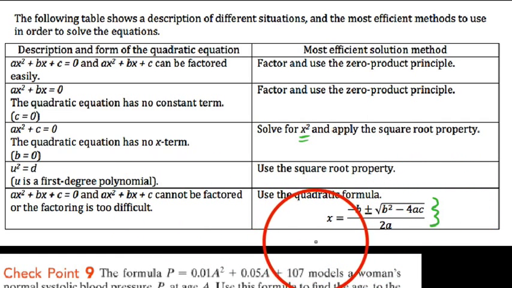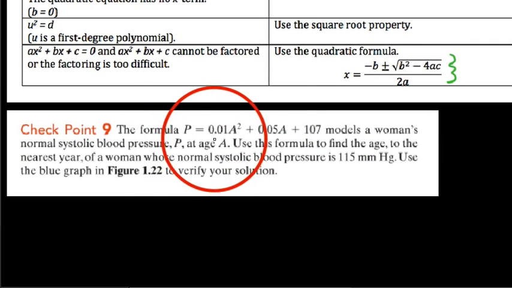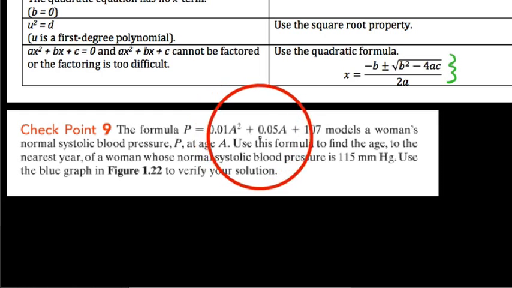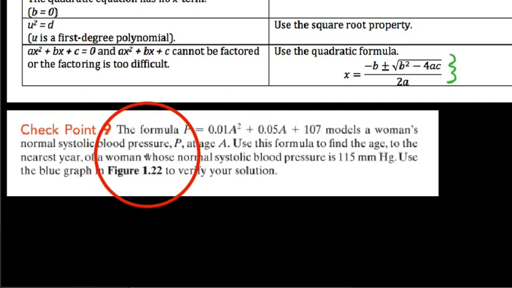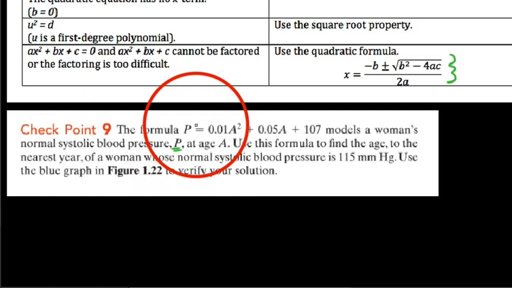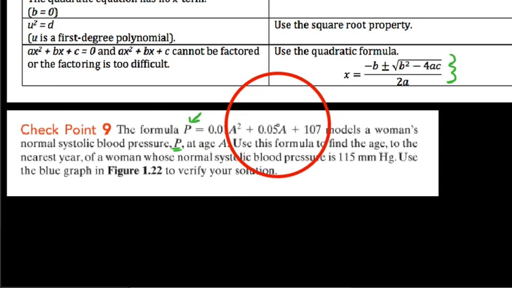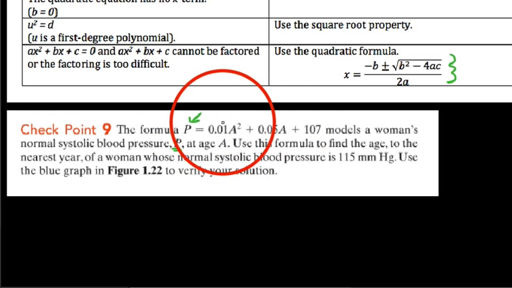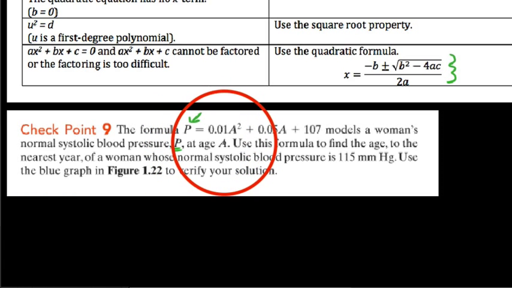So let's take a look at these last couple of examples. This first one says the formula P equals 1/100th of A squared plus 5/100ths of A plus 107 models a woman's normal systolic blood pressure, P, at age A. So A represents the age that they're at, and it would tell us the normal systolic blood pressure. Of course, this is just a model, so it's approximating it.